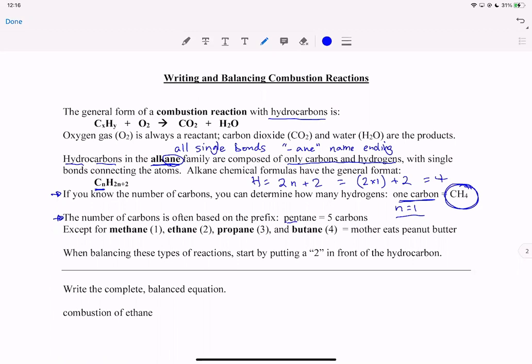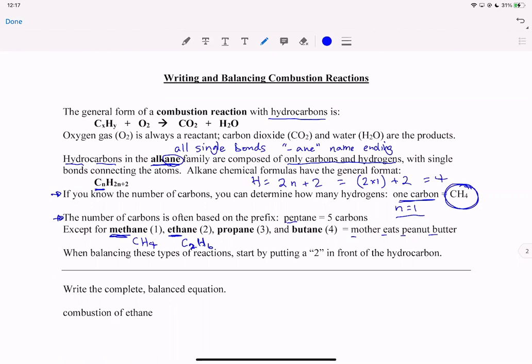And this is the mnemonic, mother eats peanut butter, where mother is 1. That's methane. The prefix meth is 1 carbon. So that's CH4 that we just looked at in that chemical formula. Ethane is the E, and that is 2 carbons. So the prefix is eth, and so this is C2. And then you can figure out how many hydrogens, which is going to be 2 times 2 plus 2, or 6. C2H6 is the chemical formula for ethane.